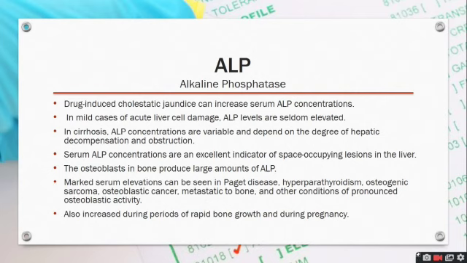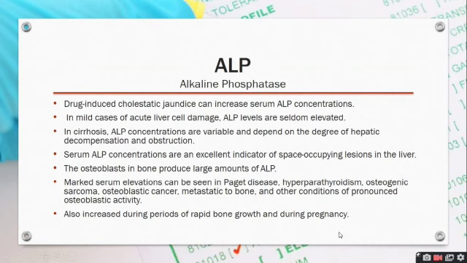The osteoblasts in bone produce a large amount of ALP, and marked serum elevation can be seen in diseases like Paget disease, hyperparathyroidism, osteogenic sarcoma and osteoblastic cancer. Also in metastasis to bone and other conditions of osteoblastic activity.